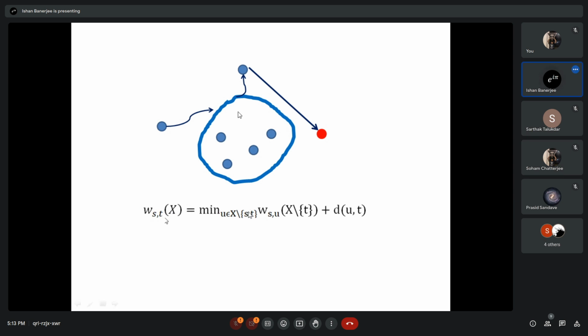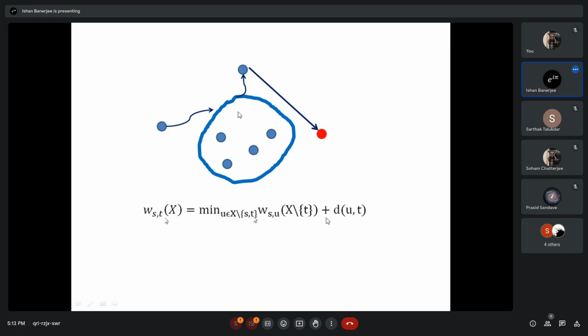So what is it? It is the minimum of the weighted paths from S to U, where U is a certain vertex which we are taking from X apart from S and T. We're taking the minimum of that, and then we are adding the weight between this vertex and the end vertex. So this gives us the lightest path between the start and the new vertex.